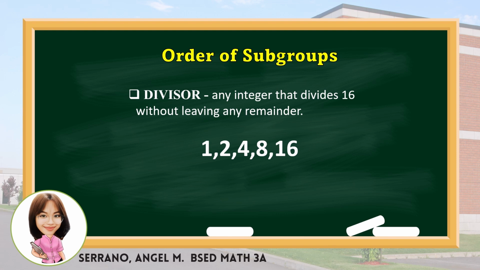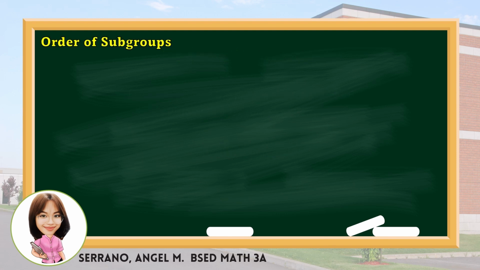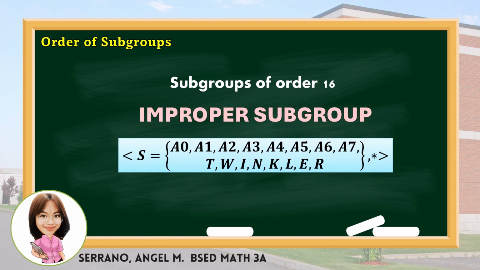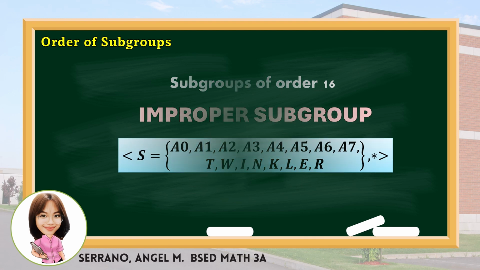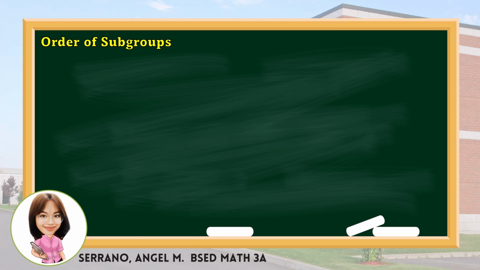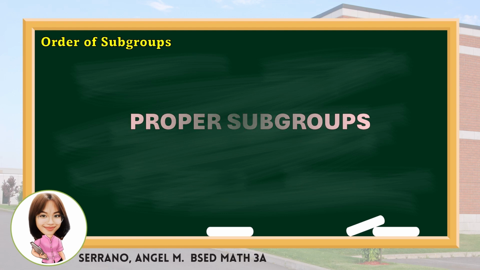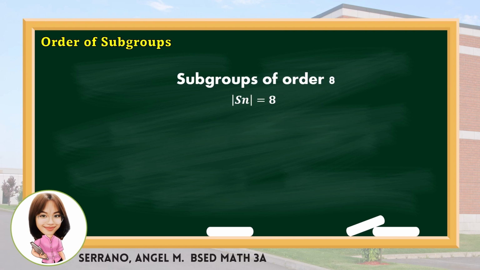Next, let's proceed to the order of its subgroups, starting with the subgroups of order 16. Under the subgroups of order 16, we have the improper subgroup. Since the entire group S is also considered a subgroup of itself, which is categorized as the improper subgroup, the improper subgroup is also of order 16. Next, we have the proper subgroups, starting with the subgroups of order 8.